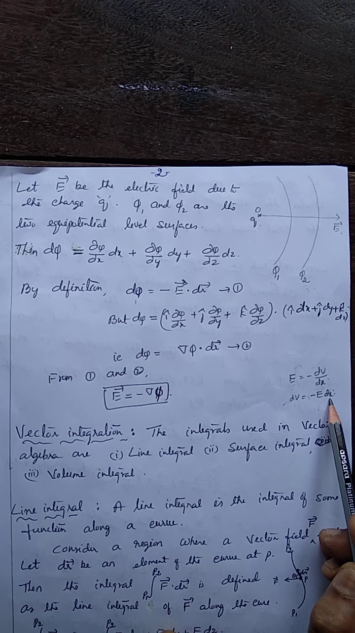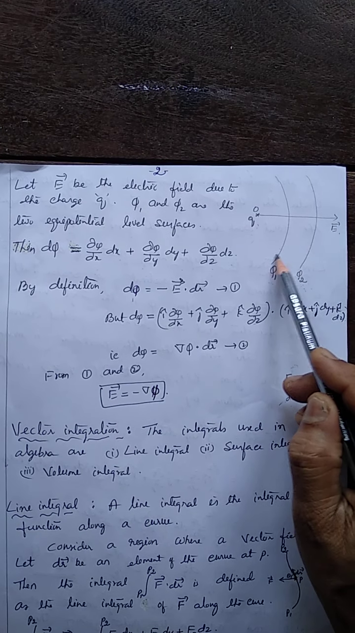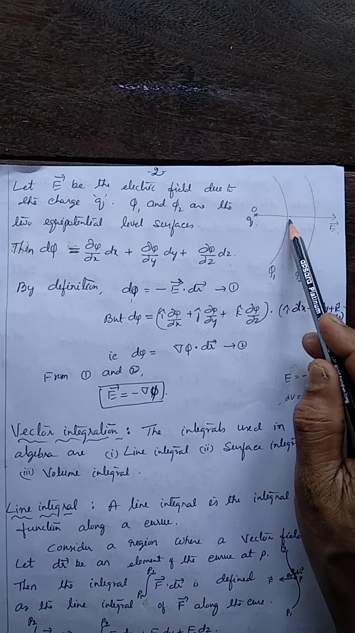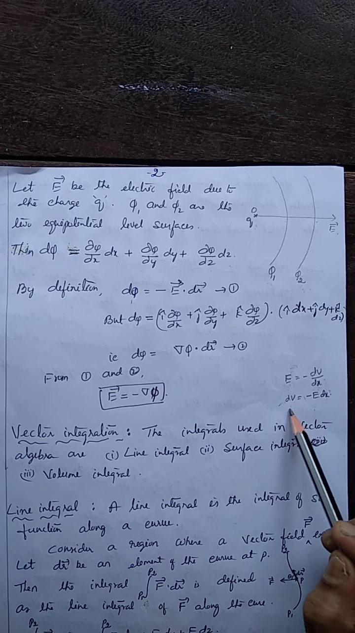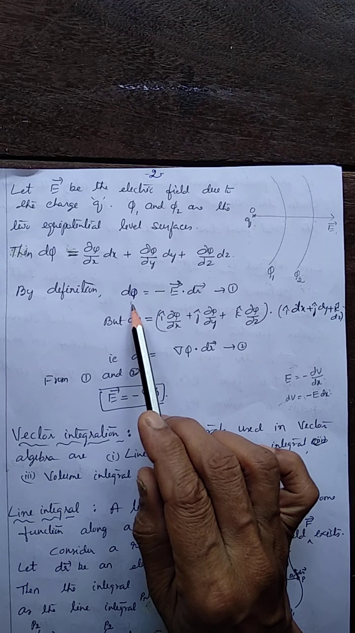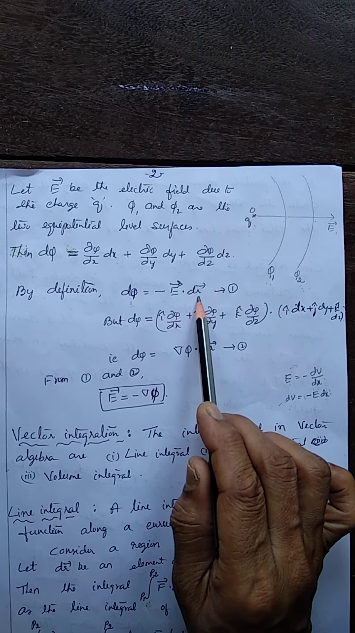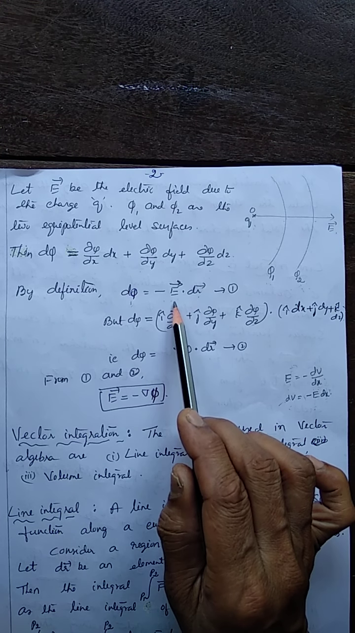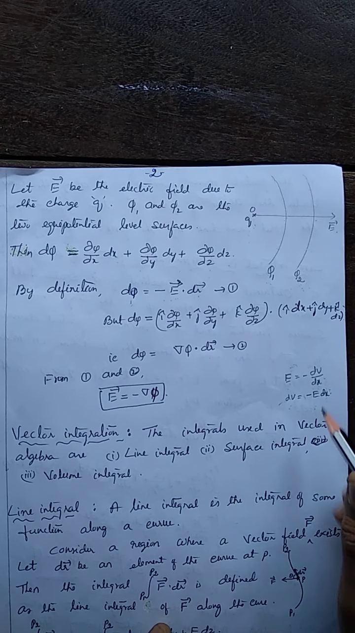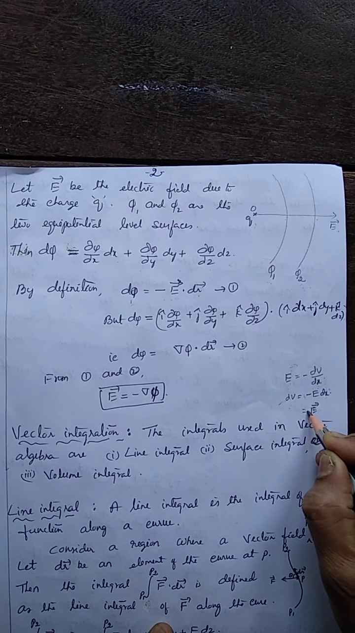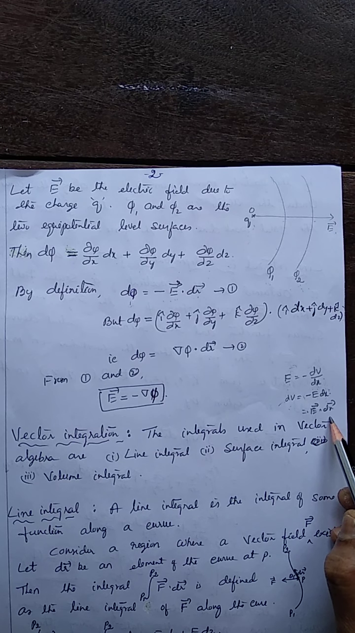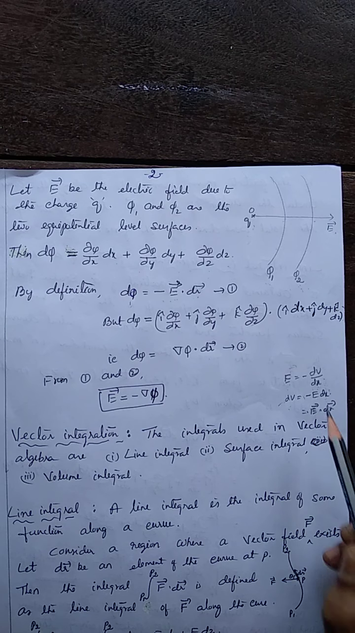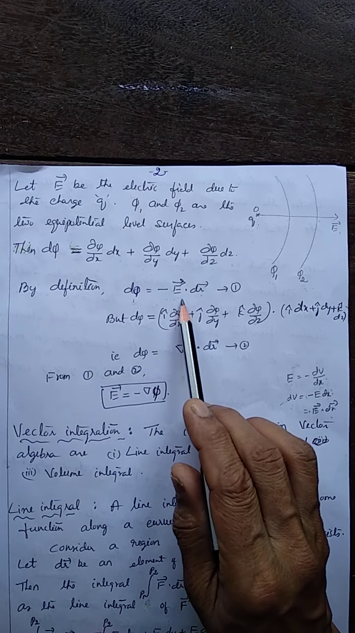The separation between these two points is taken as dr. This one is at a distance r, the second one at a distance r plus dr. So dV equal to minus E dx can be written as d phi equal to minus E dr. It is nothing but the dot product of the E vector with the dr vector, E dr cos theta. Theta is 0, so cos 0 is 1. So d phi is given by minus E vector dot dr vector.